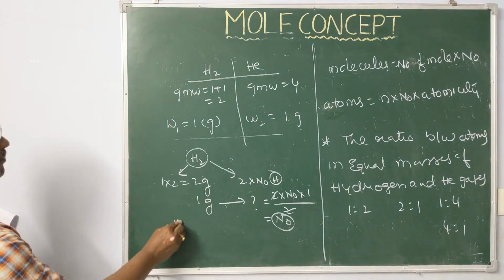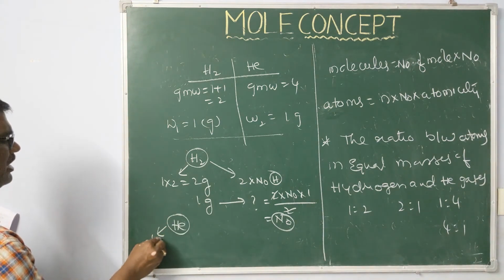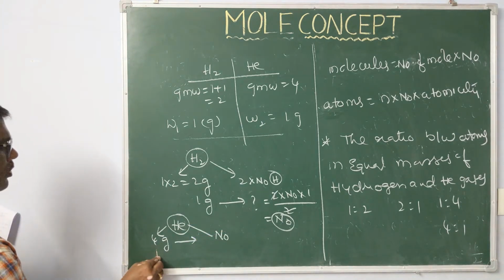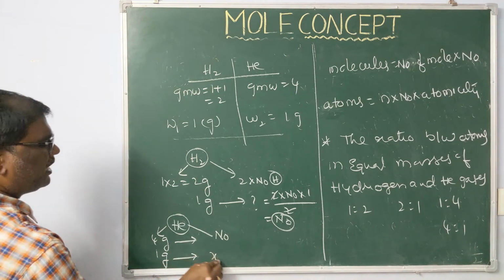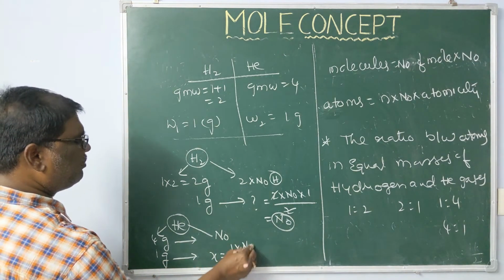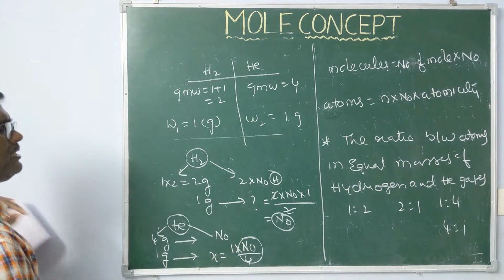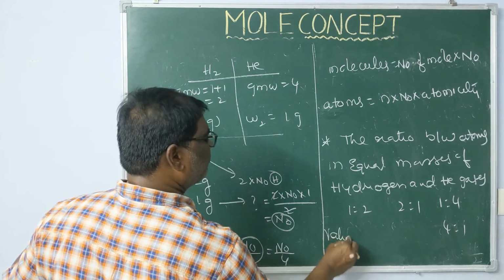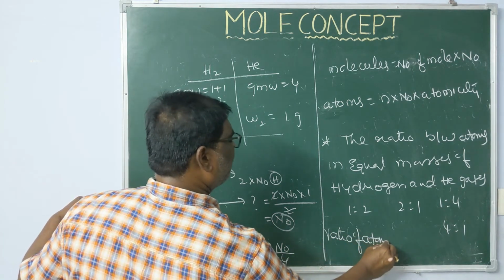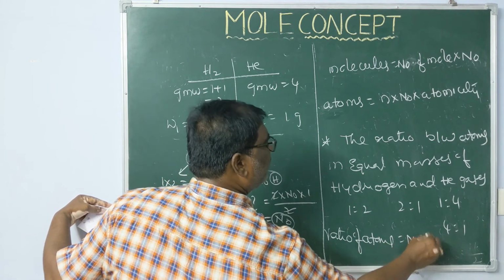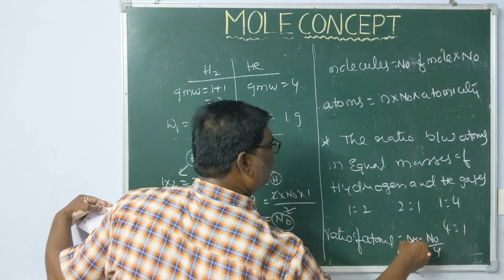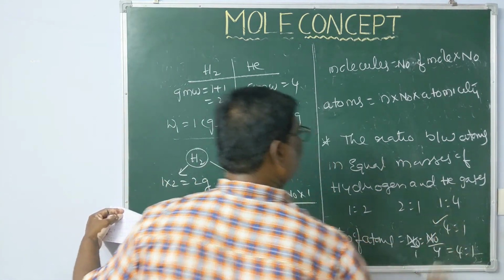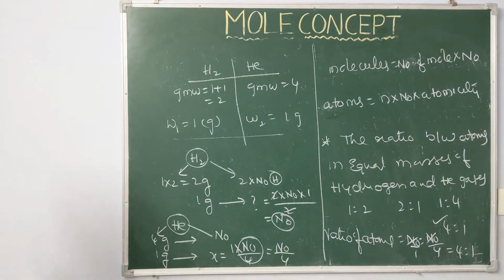Similarly for helium, 4 grams has Avogadro number of atoms. Now we are taking 1 gram. 1 gram contains 1 into Avogadro number by 4, so it has N naught by 4. Now tell me what is the ratio? Ratio of atoms is N naught into N naught by 4. On cross multiplication we get 4:1 is the right answer.